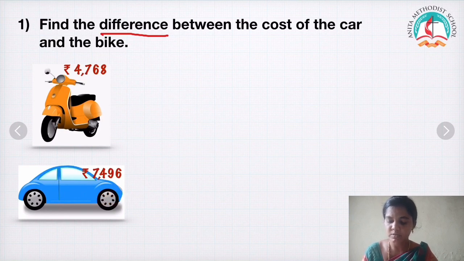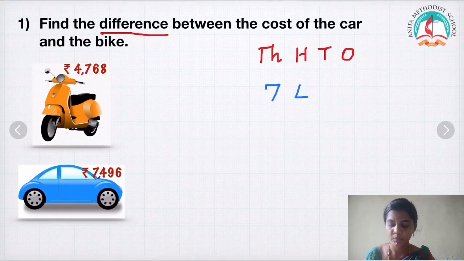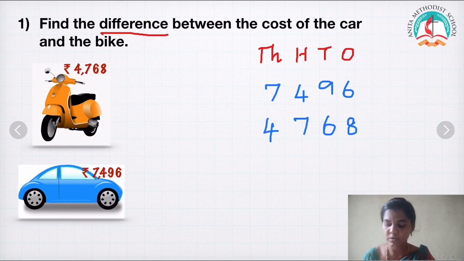Okay, so first remember to write the place values: ones, tens, hundreds, then thousands. Okay, so now we need to write the minuend, that is your greater number. So write it in the correct places. So 7,496. Now we need to write the subtrahend. So that is 4,768. Okay, so here we are going to do subtraction.